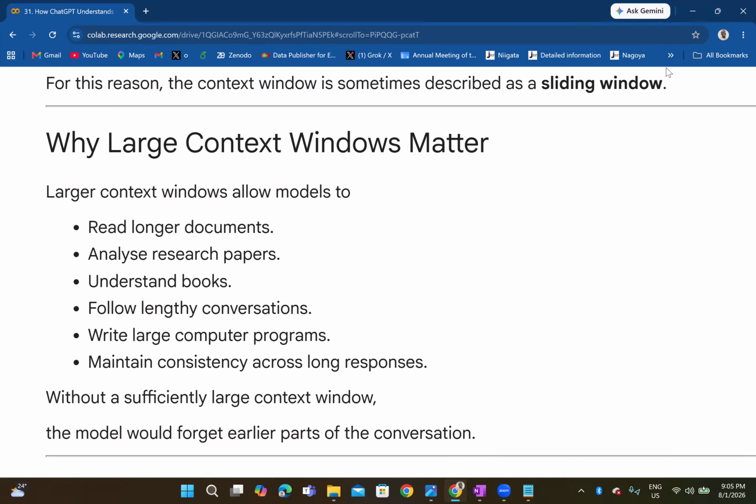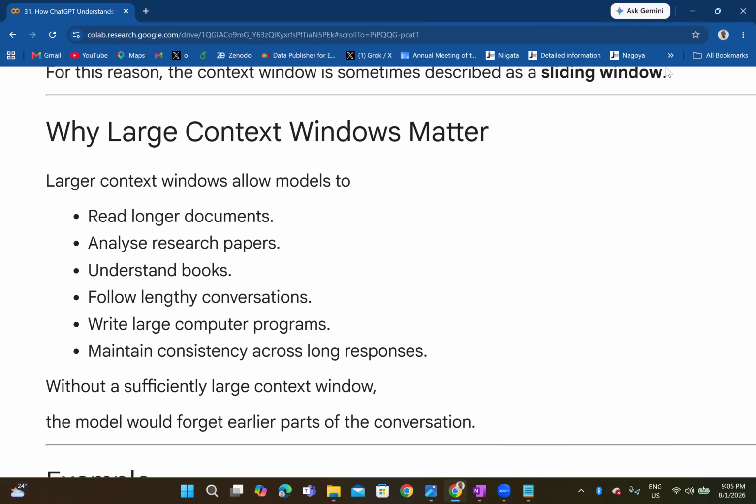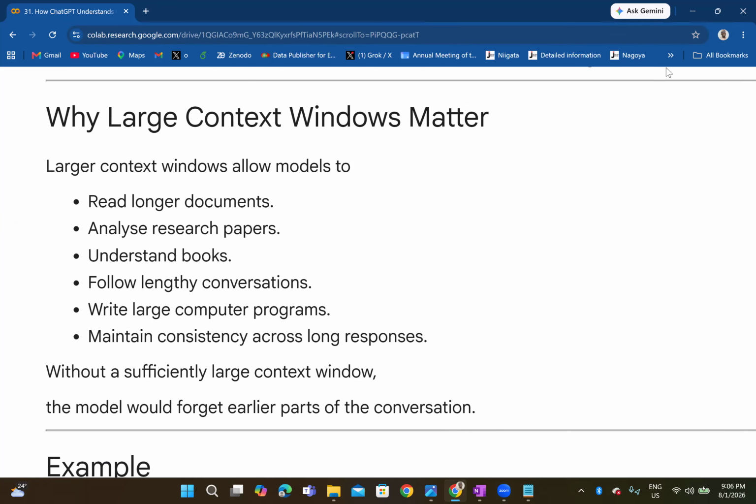So why do large context windows matter? Larger context windows allow models to read longer documents, analyze research papers, understand books, follow lengthy conversations, write large computer programs, and maintain consistency across long responses. Without a sufficiently large context window, the model would easily forget parts of the conversation.